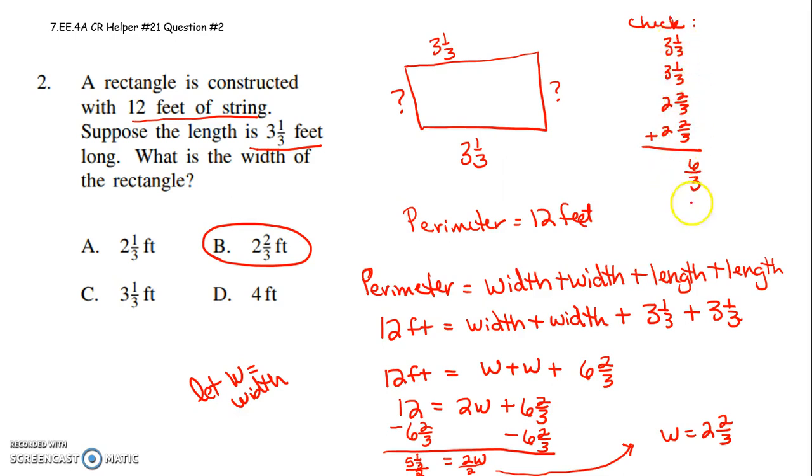2, 4, 5, 6, 6/3. 3 and 3 is 6. 2 more is 7, 8. 2 more is 9, 10. So that's 10 6/3. But guess what 6/3 is? 6/3 is 2 wholes. So that's 10 plus 2 is 12. So that does check. So each of these will be 2 2/3.